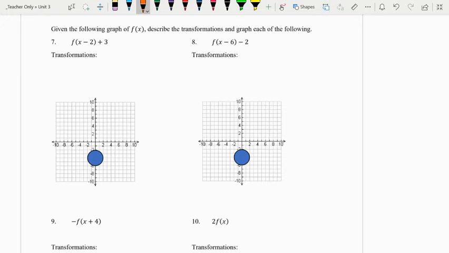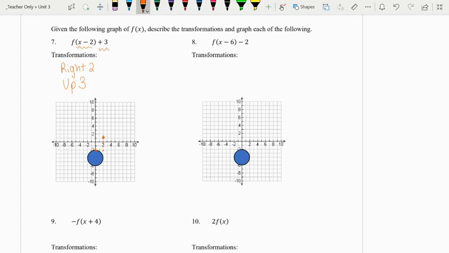Okay, so for number 7, inside means it's opposite, so that's really a 2, which means right 2. And the outside is the same, so we're moving up 3. So I'm going to think about this as the center, right? Or I could think about this point right here, okay, and I'm going to use that point. I'm going to move that specific point right 2 and then up 3.